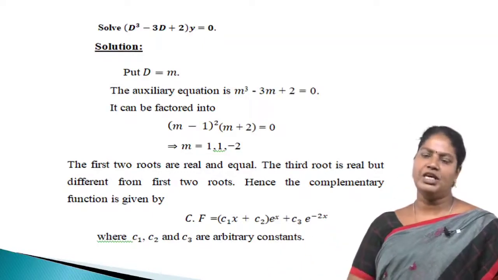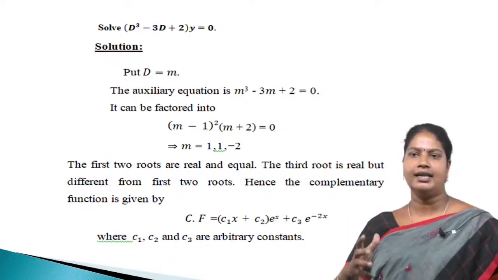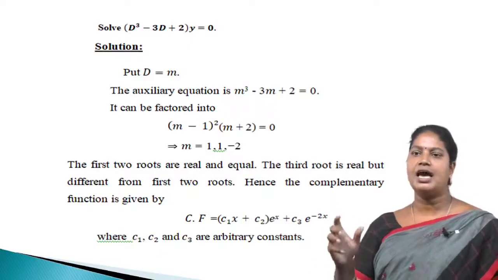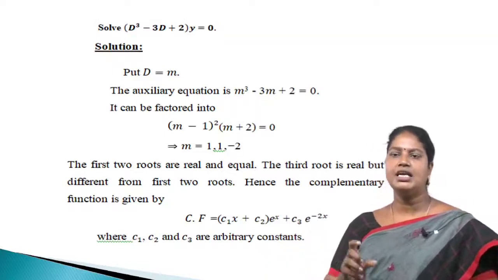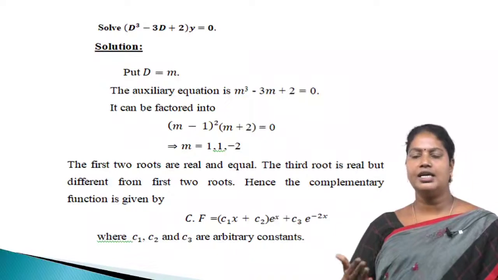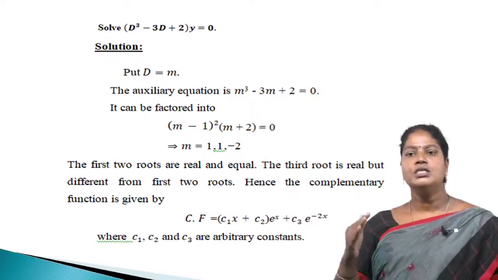This kind of cubic equation cannot be solved as a quadratic equation. So we have to use synthetic division and the trial method. We observe the coefficients 1, minus 3 and 2. If we add these coefficients, the answer will be 0. So from this we can determine that m equal to 1 is a root of this equation. By using that root, we can determine the other roots by means of synthetic division.